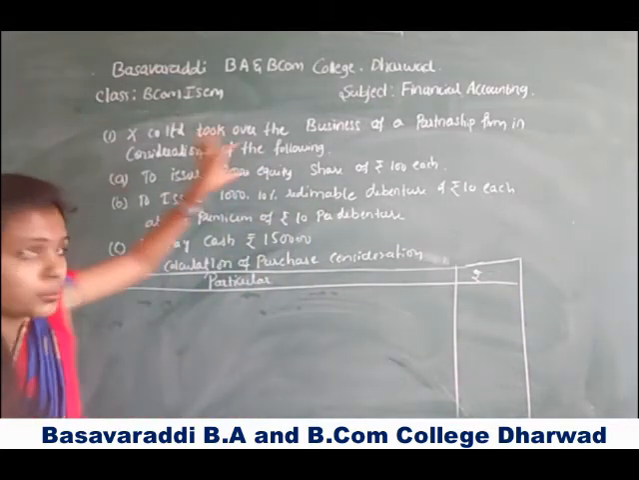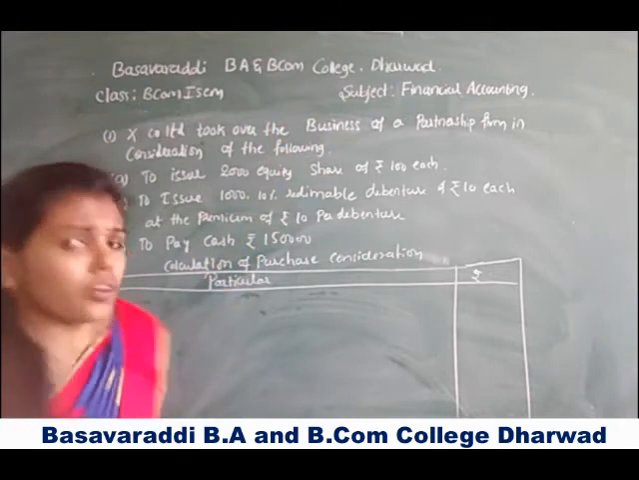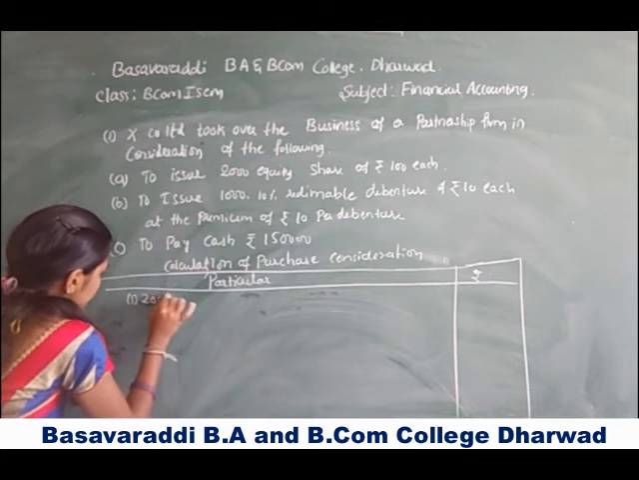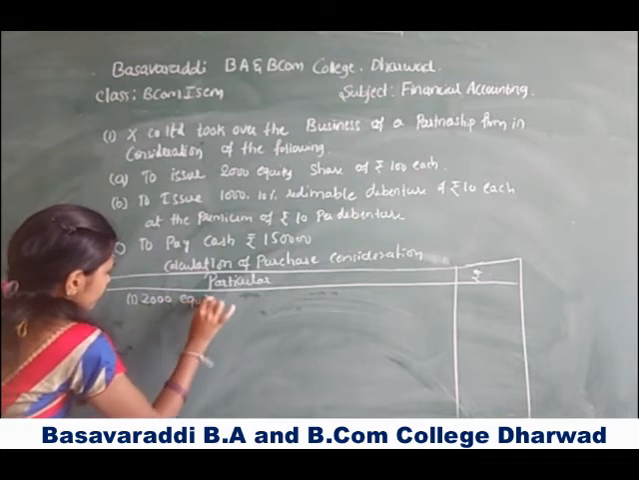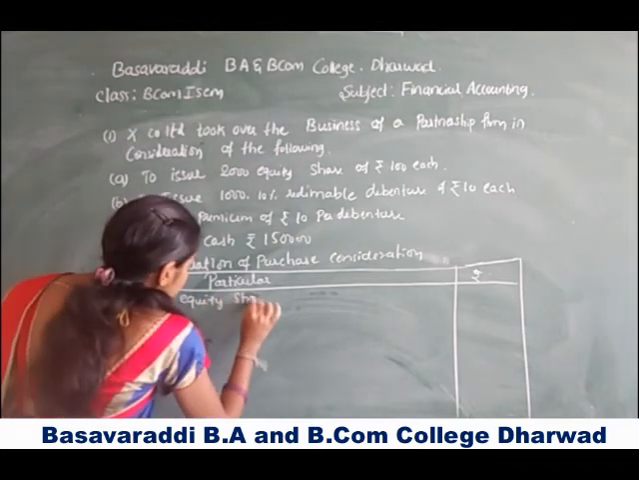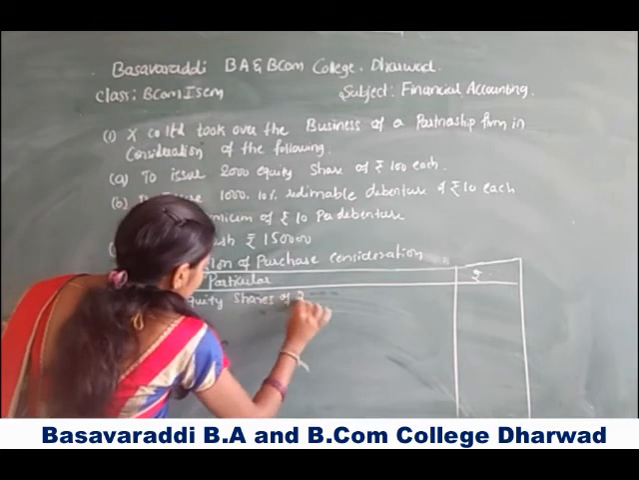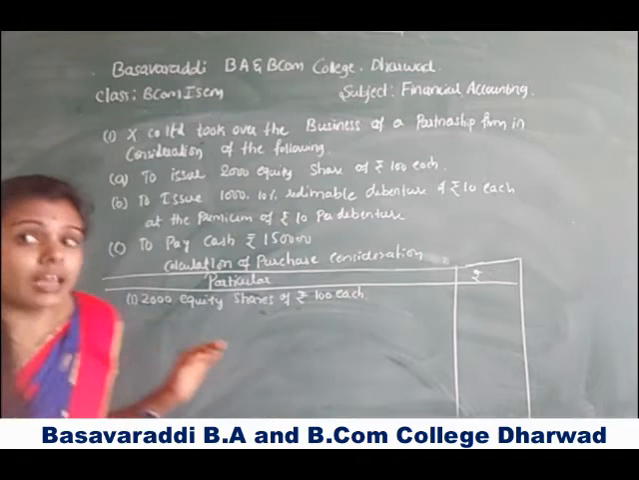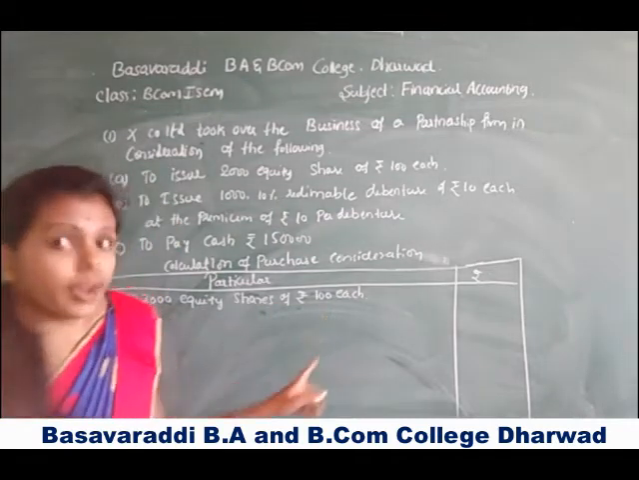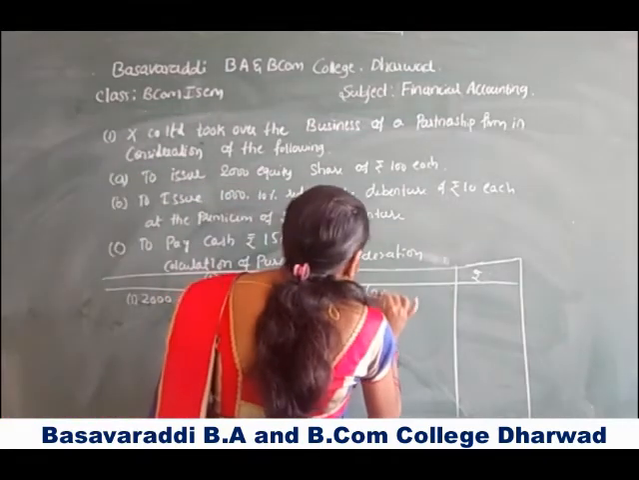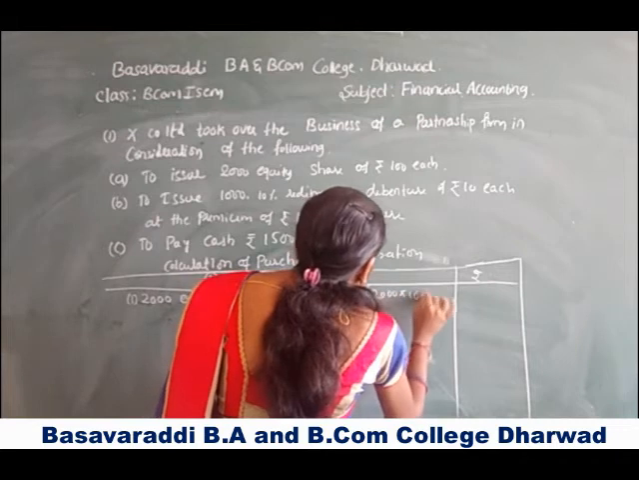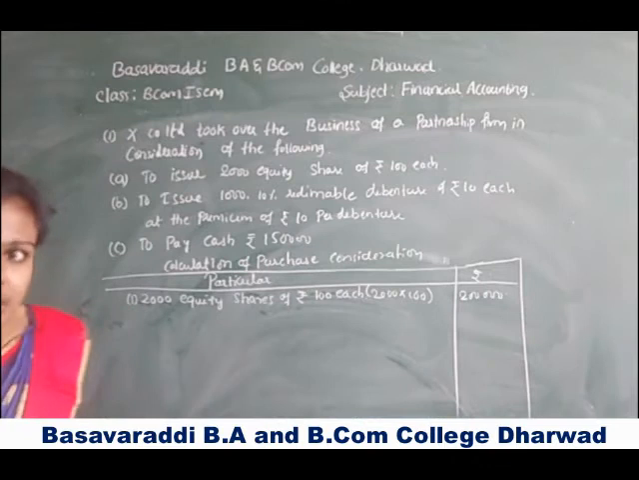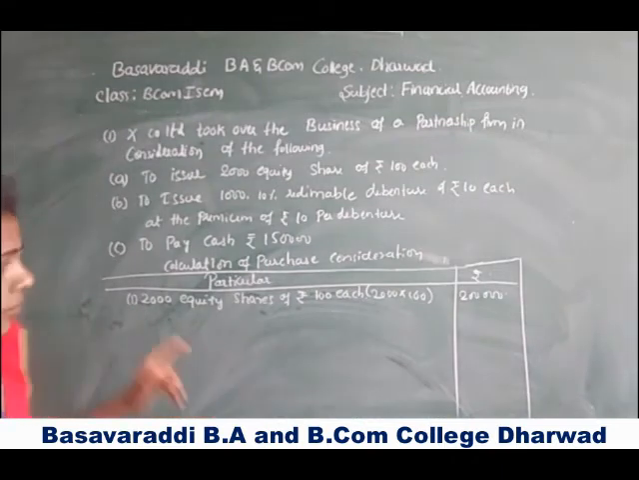Particulars and rupees. First, to issue 2000 equity shares of rupees 100 each. 2000 into 100 is equal to 2 lakh rupees.